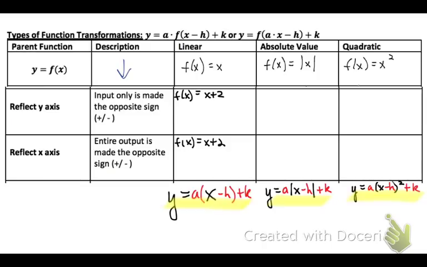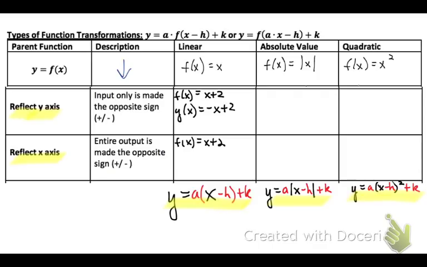Now we're going to look at reflections. So reflections in the y and the x-axis. So notice for a reflection in the y-axis, it's the input only that is made opposite. So in this case, in our equation form, it's the x's. So our first example, f of x equals x plus 2. We will simply make our input x negative, or multiplying it by negative 1.